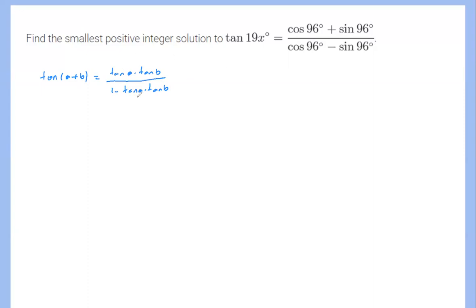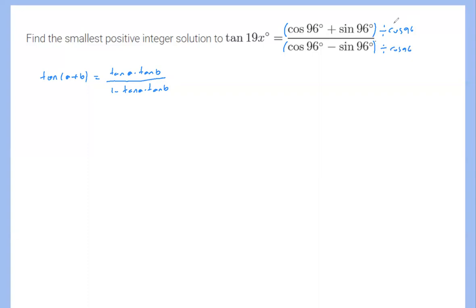Since we have a fraction, I'm thinking about using the angle sum for tangent, but there is no tangent. So what we can do is divide the numerator by cosine 96. Why? Because if I divide by cosine 96, this will be 1, and this will be sine over cosine, which is tangent. So it will be similar to this one a bit. I can't play favorites, so I should divide the denominator by cosine 96 as well.